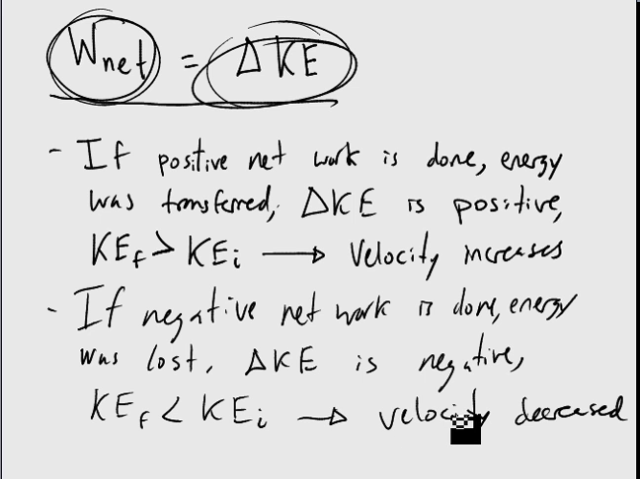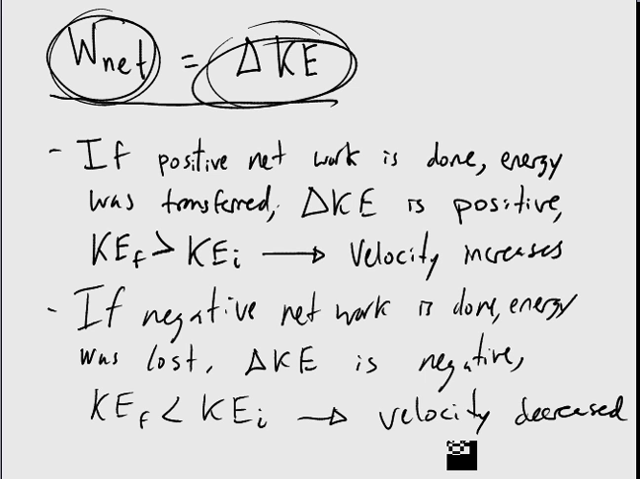And the same logic holds as the previous one. The more negative work that is done, the more energy is lost, the more that your kinetic energy will change, and the bigger the difference between the initial and the final, which means that the more your velocity decreases. And let's go over real quick again what negative net work would mean in terms of the energy. If positive work is done, it means that energy is transferred to you. If negative work is done, it means that energy is not transferred to you. In fact, you are transferring energy to something else.